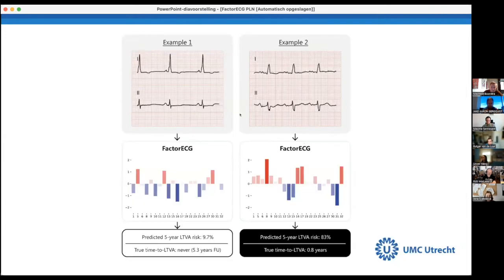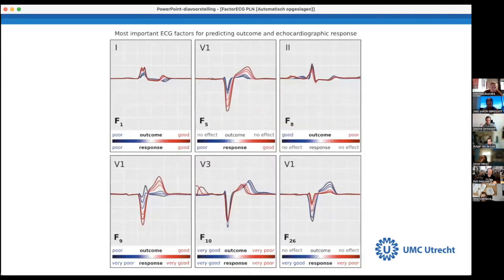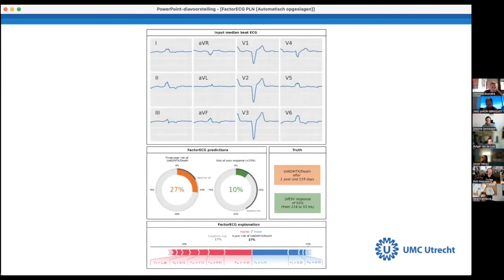So here's an example. Here you see one of the patients that had a very short PR interval. Then you get a very low value for factor 8 and a low predicted risk of life-threatening ventricular arrhythmia. And here's another patient that has a very long PR interval with a very broad P wave. You see an exceptionally high value for factor 8 and also a high predicted risk. And this patient also got his ventricular arrhythmia quite early.